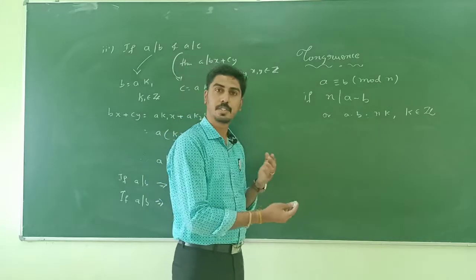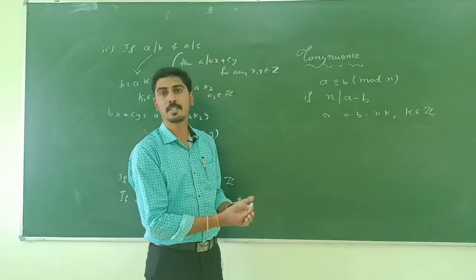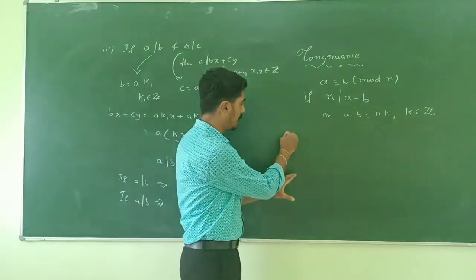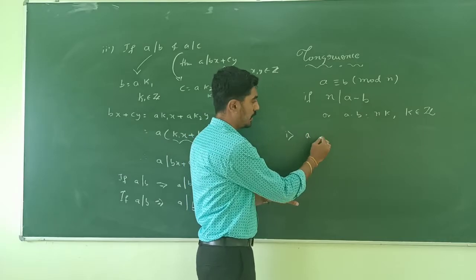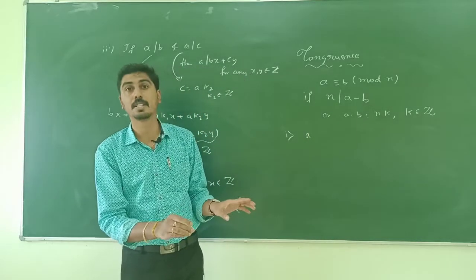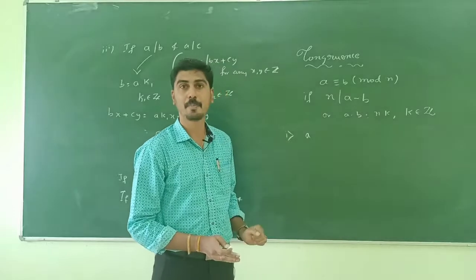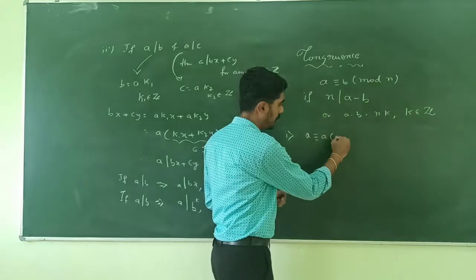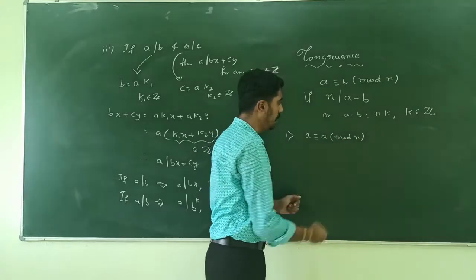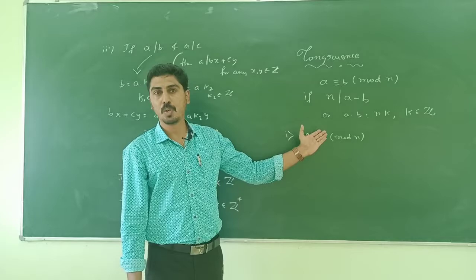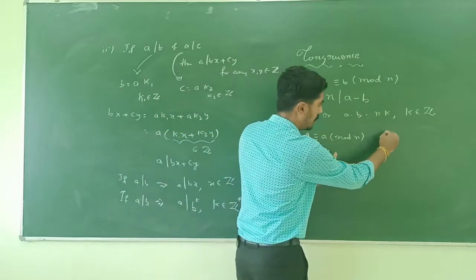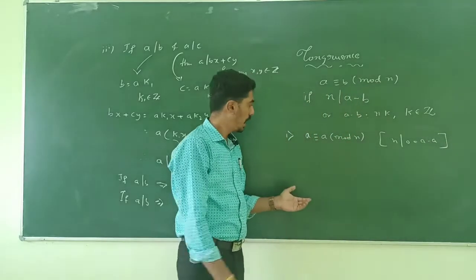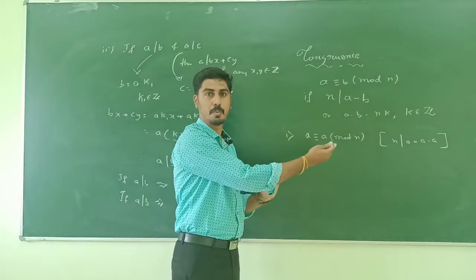Now we shall discuss some properties of congruence. This relation is an equivalence relation, that is to say, the congruence relation is reflexive, symmetric and transitive. We shall prove these as quickly as possible. A is congruent to A mod n. This is because n divides 0, and 0 is A minus A. This proves the reflexive property of this relation.